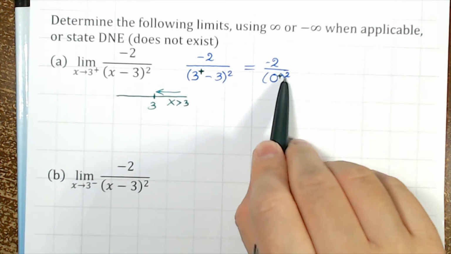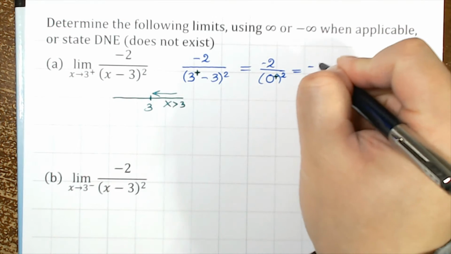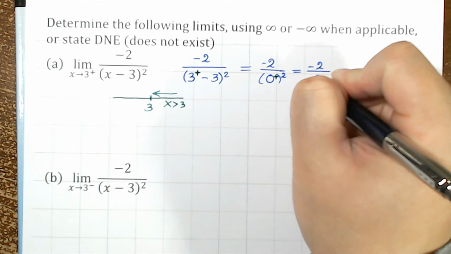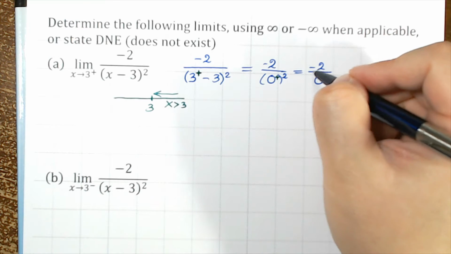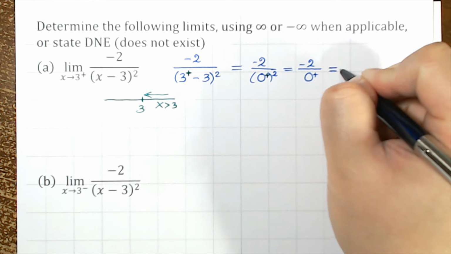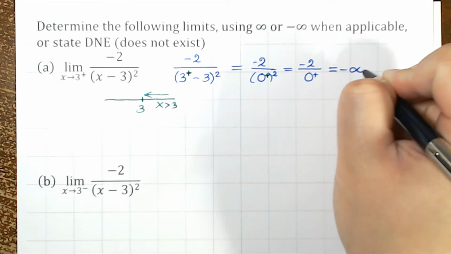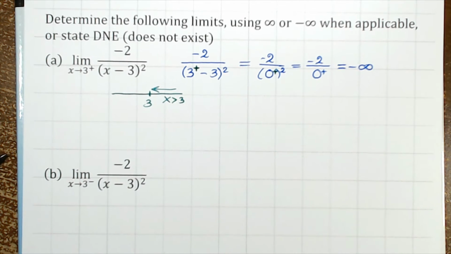And a positive number squared is also going to be positive. So we have negative 2 divided by, when 0 goes to the plus side, negative over positive is going to be negative. And we write infinity. We can confirm using the calculator.